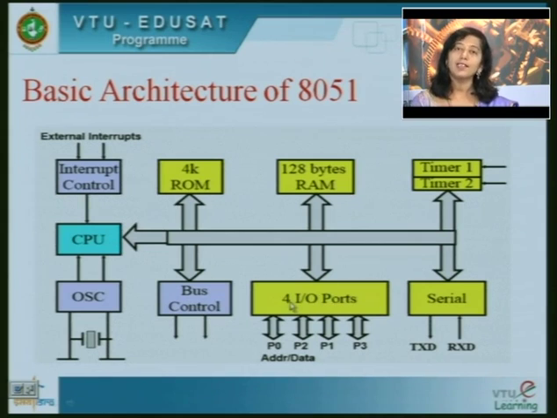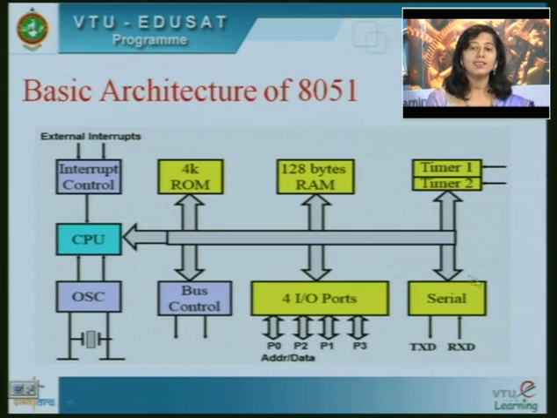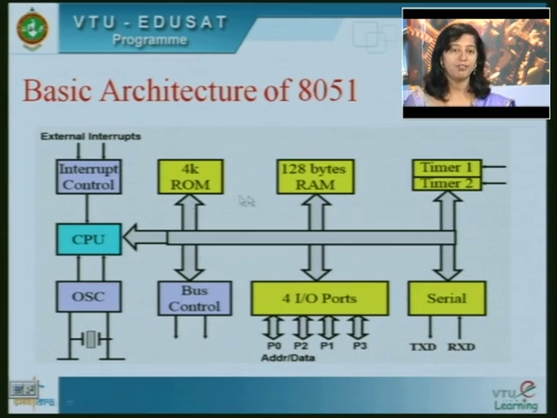Then, as already mentioned, 4 input output ports, port 0 to port 3, where address and data can be communicated. So, they are input output, that is why it is a double headed arrow. Finally, one serial communication interface with 2 pins, TXD to transmit, RXD to receive. So, this is the basic architecture of 8051.